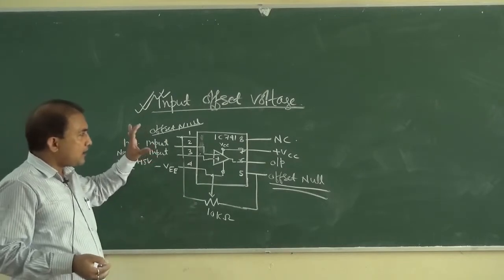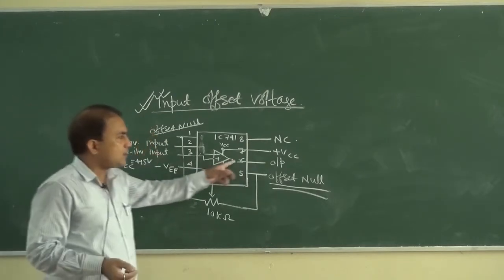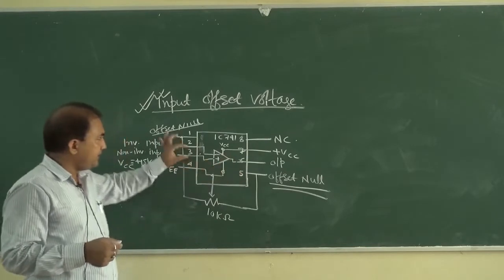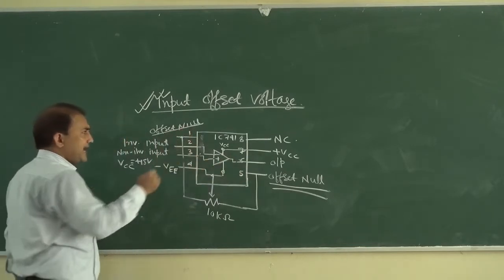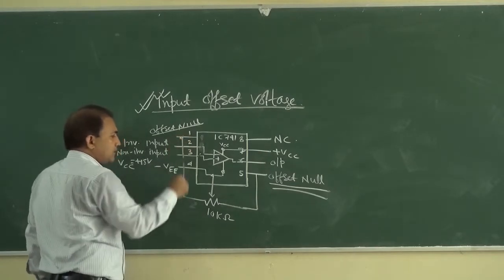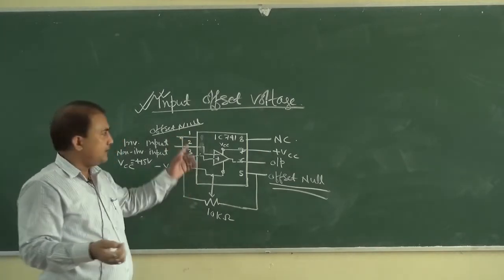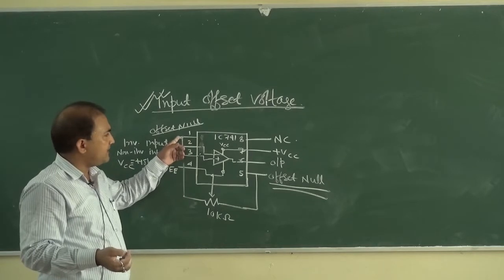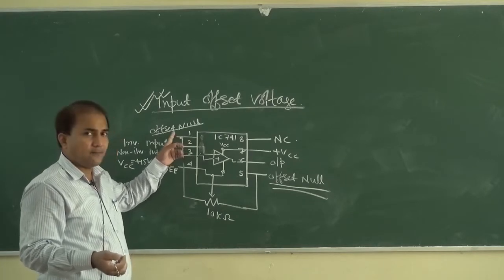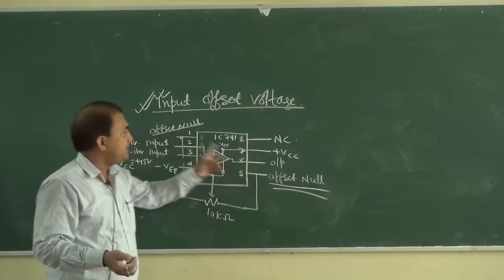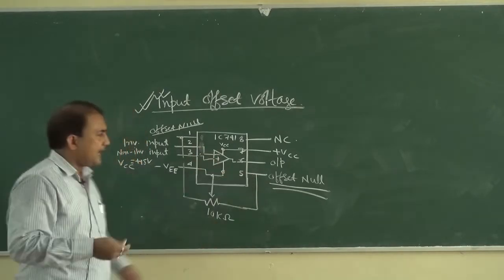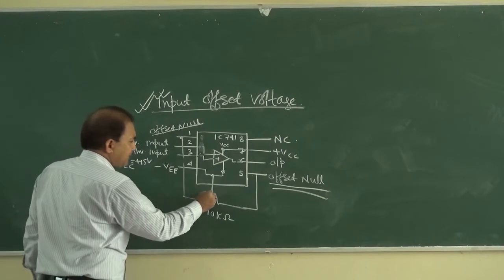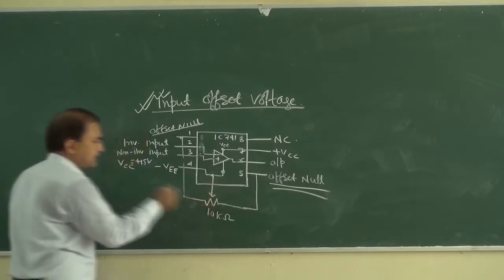So how can we offset? How can we make the output voltage 0 if the two input terminals are connected to ground? We have to connect one potentiometer between pin number 1 and pin number 5. Pin number 1 and 5 are the offset null pins. And we have to vary the wiper.